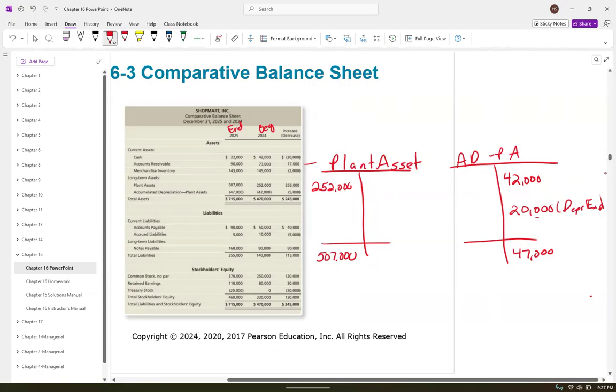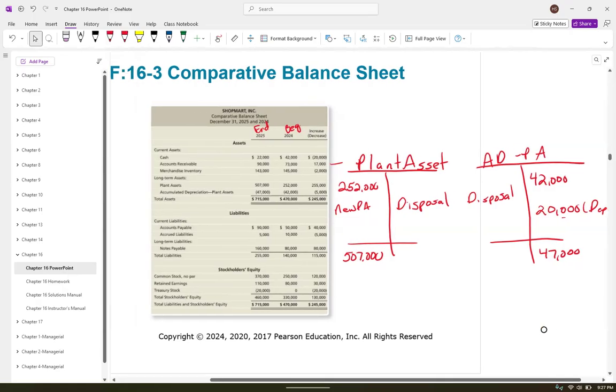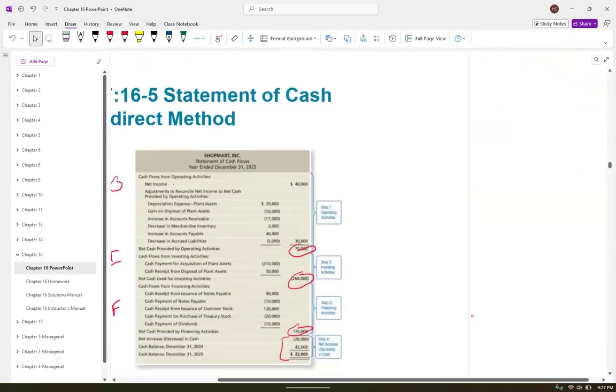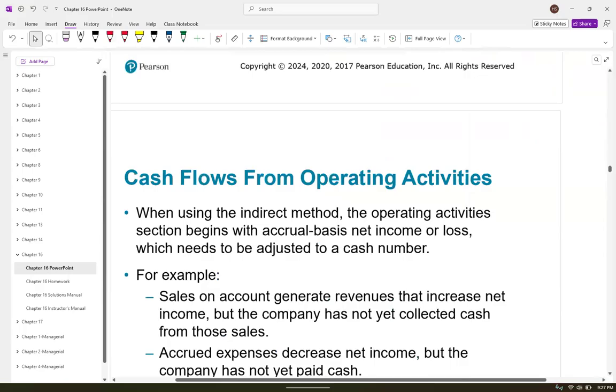If we bought any new plant assets, that would be debited. If we disposed of any, which we know we did because we had a gain over there, the cost would come out of plant assets, and then the accumulated depreciation associated with that disposal would be credited. Now, those two aren't the same numbers. I'm thinking they're probably going to give us some more information about this.